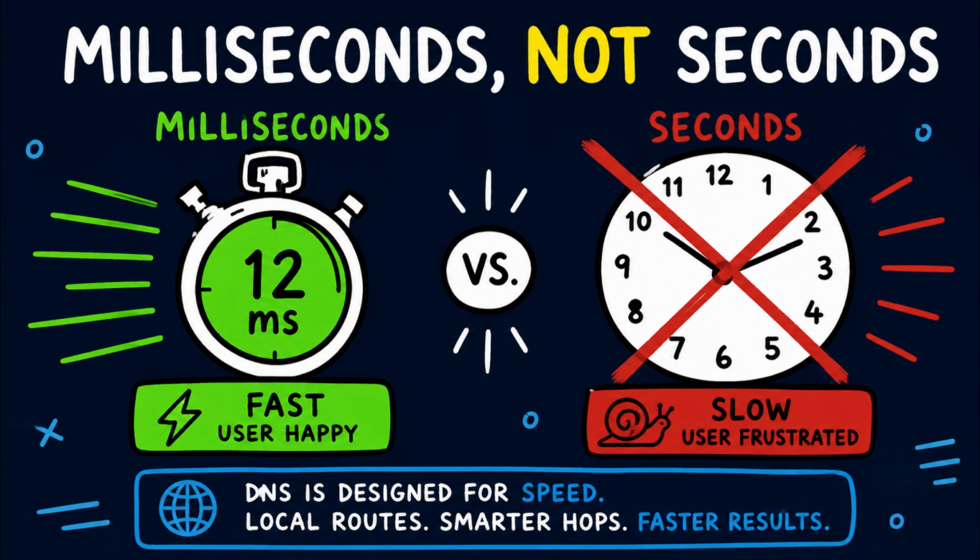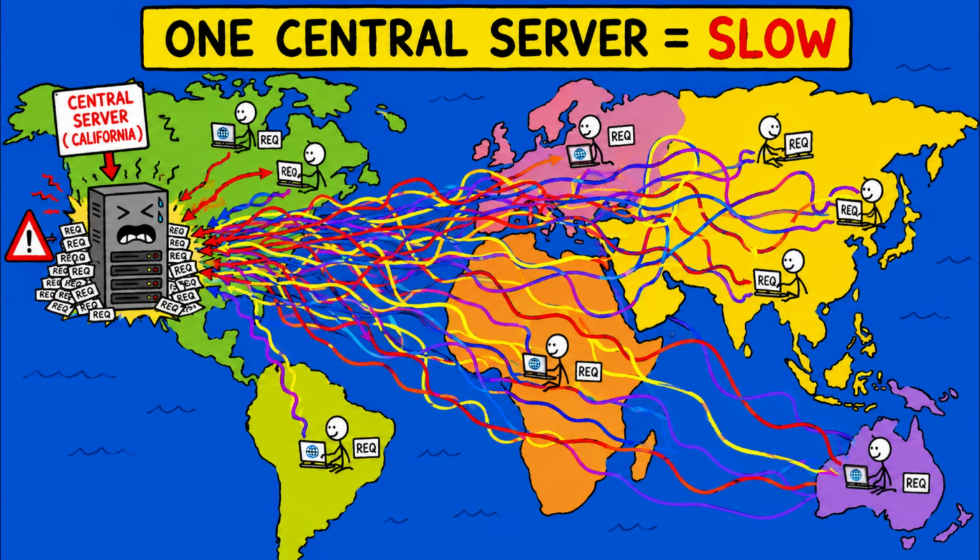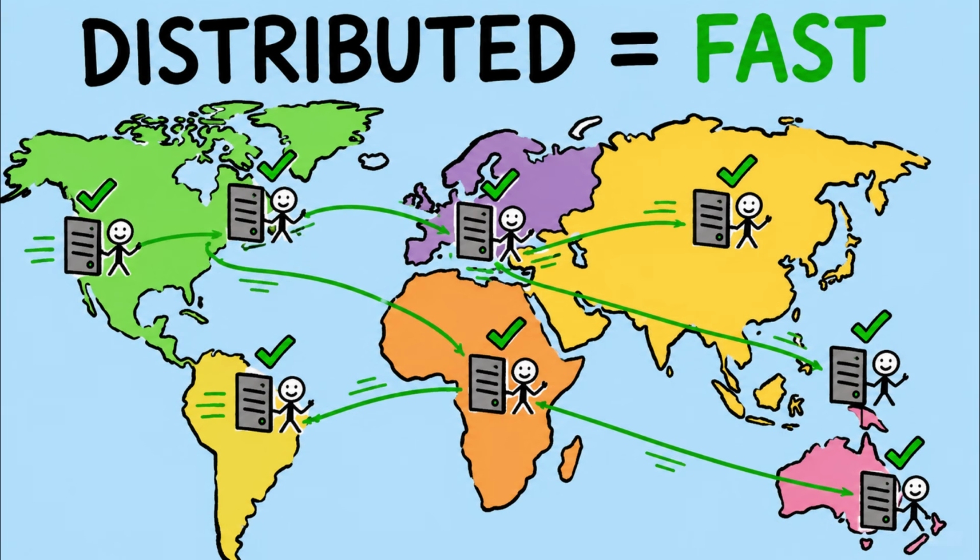This is why DNS lookups happen in milliseconds, not seconds. If every DNS lookup had to travel to a central server in California, the internet would be slow. Instead, because the system is distributed, it's fast.